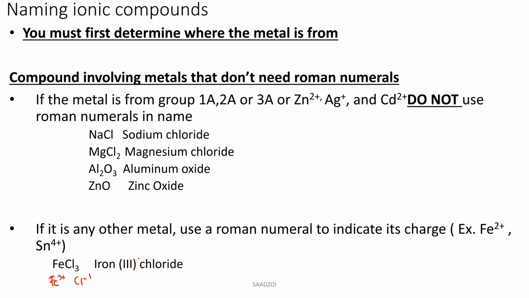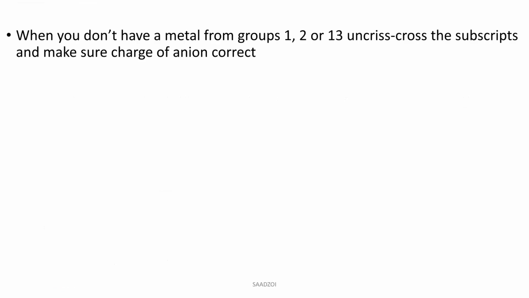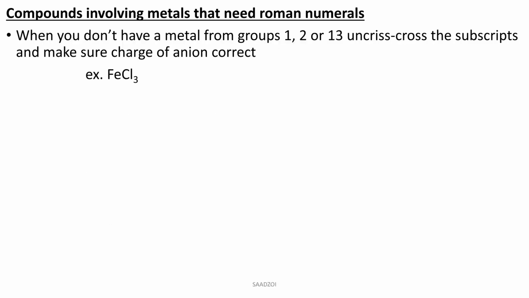You have to do this every single time. It's not one of those groups. You have to crisscross, verify the anion is correct, and you're good to go. Iron 2 chloride, so on and so forth. When you don't have a metal from group 1A, 2A, or 13, remember 1, 2, and 13 correspond to 1A, 2A, and 3A, uncrisscross the subscripts and make sure the charge of the anion is correct. So FeCl3, and crisscross it, verify chloride's good, we're done.